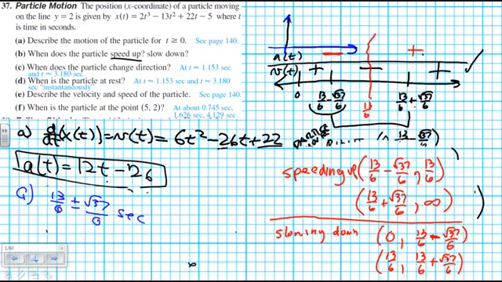Describe the velocity and the speed of the particle. Well, I've described the velocity in this function right there. What's the difference between that and its speed? It's the absolute value. So the absolute value of that equation. In E, I might say that the speed is equal to the absolute value of 6t squared minus 26t plus 22. Do you want us to simplify that? No, that's fine the way it is.